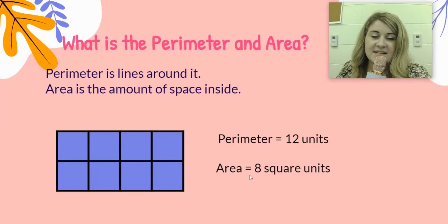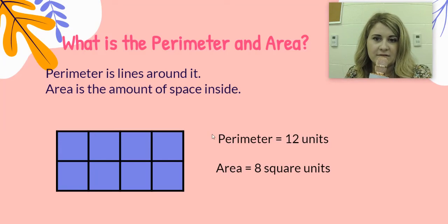I want to talk to you about the difference between units and square units. A unit is a section. Okay, it's just the section, it's the edge. The square unit is the whole square. So it took 8 whole squares to make this. But it took 12 sections of the square, 12 sides, to make this entire shape. So we counted the sides. 1, 2, 3, 4, 5, 6, 7, 8, 9, 10, 11, 12. 12 sections to make this. And it only took 8 square units to fill it up.